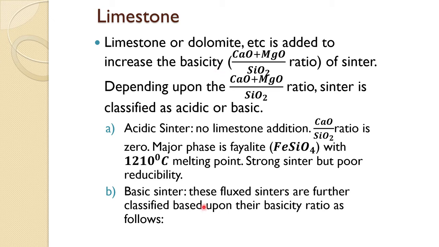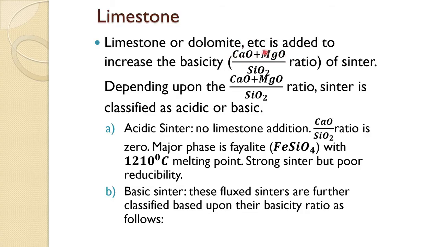Usually, if you do not have dolomite or other magnesium-based flux, you give the basicity based on the ratio of CaO and SiO2. But if you have a magnesium-based flux also, then because magnesium is also basic in character like calcium, these are combined, and you put the ratio in the combined form, CaO plus MgO divided by SiO2. So, this increases the basicity of the sinter when you are putting in any flux.